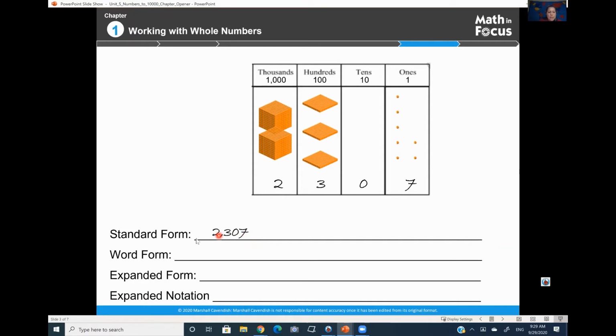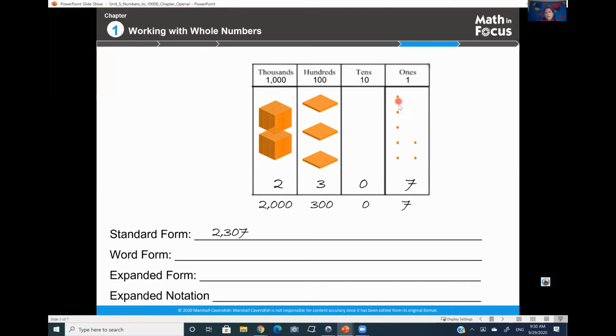2,307. Now to do the word form, you're going to be using the values of the numbers. So 2,000s, or 2 in the thousand place, makes 2,000. Why? Because we're multiplying. 2 times 1,000 is 2,000. Then 300s, you multiply them by 100, and that gives you the value of 300. So this 3 in the hundreds place is the same as 300. Then we put a 0 in the tens, and 0 times 10 is going to be 0 anyways.